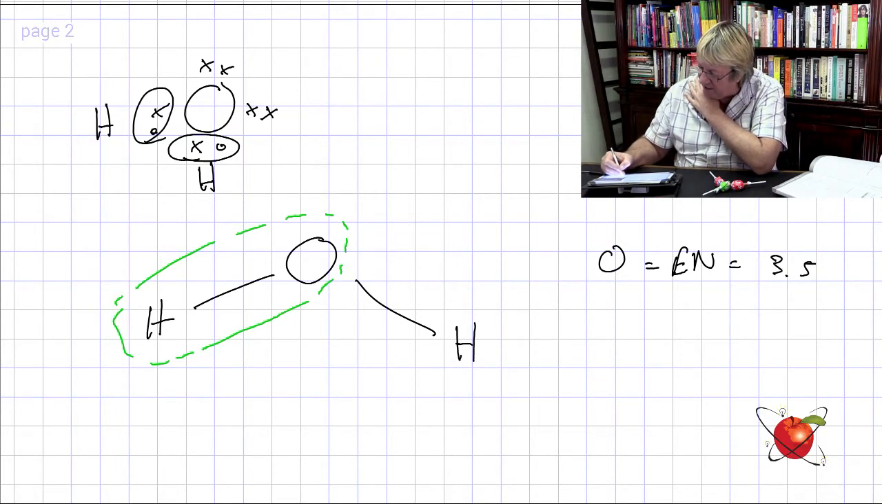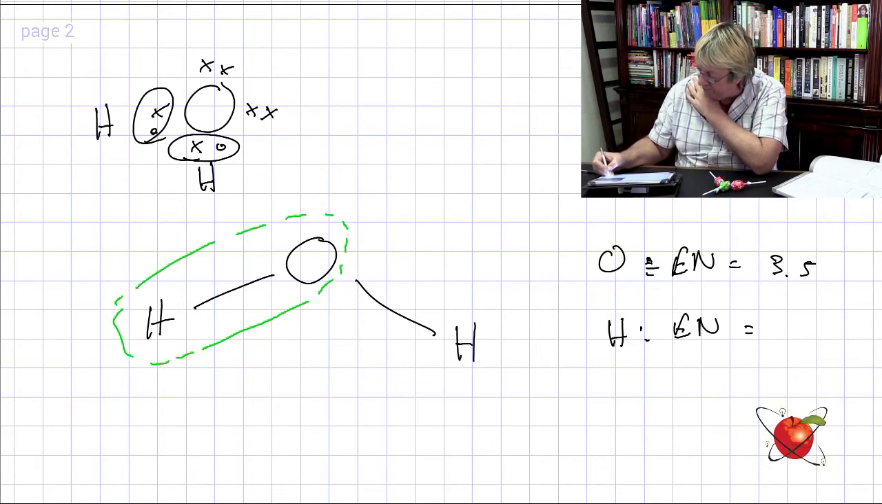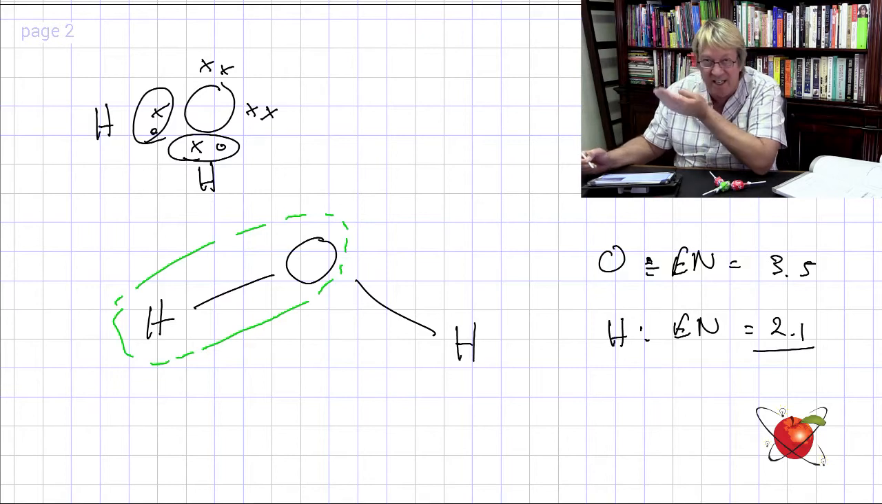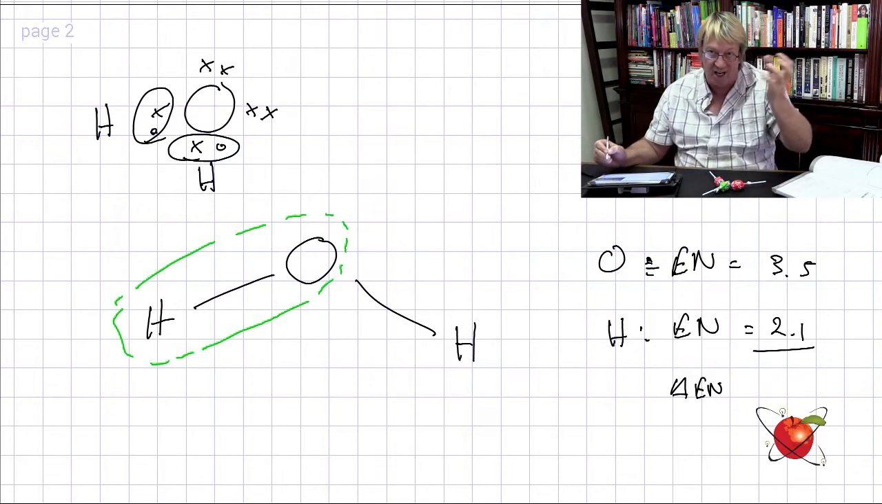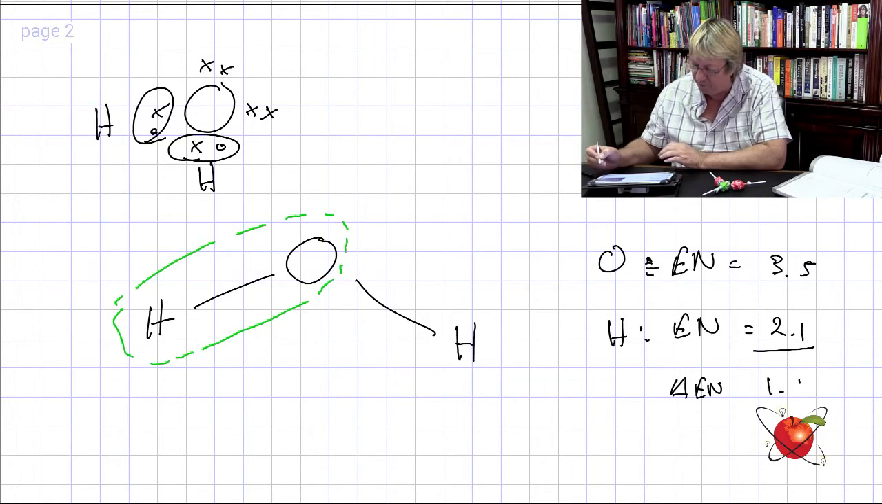3.5. And we say hydrogen's electronegativity. Okay, let me just make that a double dot. Hydrogen's electronegativity is going to be 2.1. So let's take the 2 away. So our delta electronegativity, change in electronegativity, is going to be 1.4.